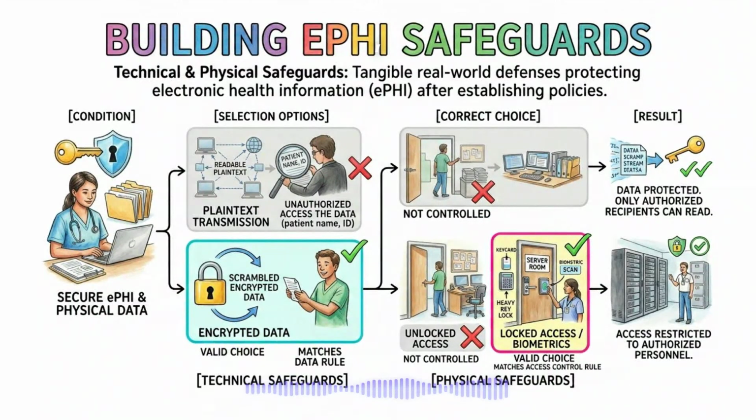Welcome back to the fourth section of our course, focusing on technical and physical safeguards. In this lesson, you will learn exactly how to build the tangible barriers that keep electronic health information safe from unauthorized access.